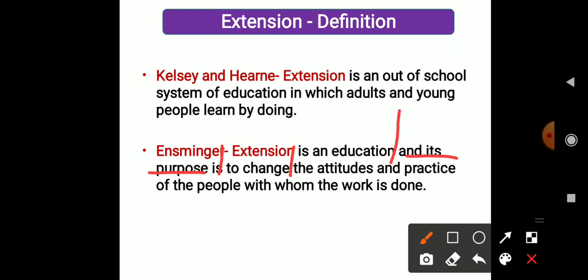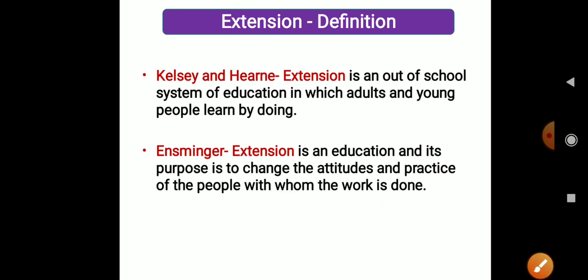It wants to bring the change. What? The attitude and practice of the people. Most important, the attitude and practice. It wants to make changes in the attitude and practice of the people with whom the work is done. With whom the work is done, that means farmers. So the main target, the main purpose of extension is to bring changes in the attitude and practice of the people. So that is another definition. You can write this one or this one. Any definition you can write in an examination of extension.